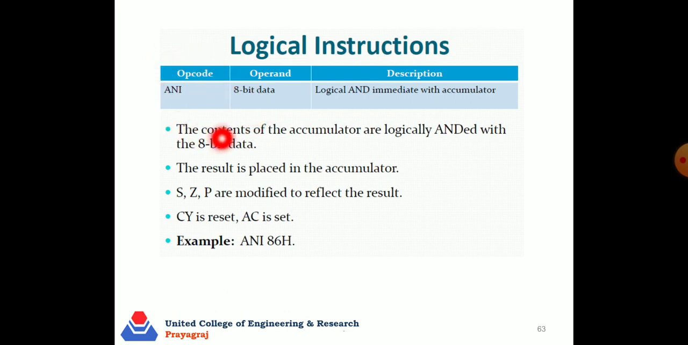So it is a 2-byte instruction. That means the content of the accumulator is logically ANDed with the 8-bit data. The result is placed in the accumulator, and S, Z and P are modified, CY is reset, and auxiliary carry is set. Same as the previous instruction. The only difference is that the previous instruction is 1 byte, where we don't know the data. Here it is a 2-byte instruction and we know the operand, that means 8-bit data.